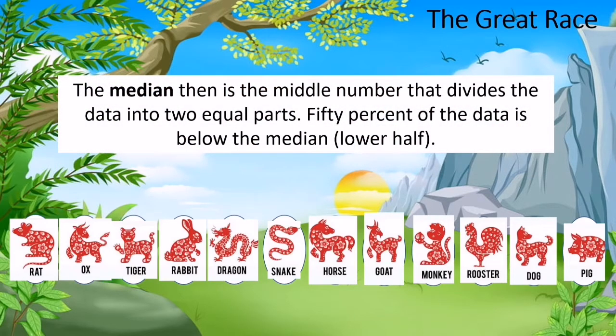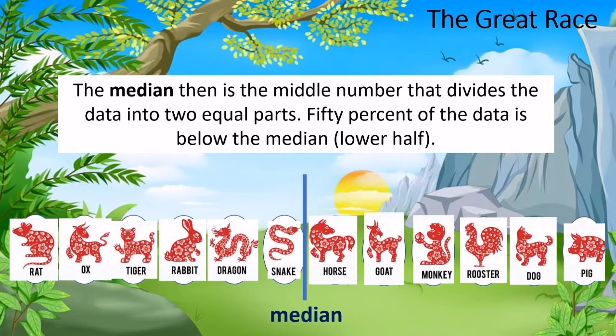The median then is the middle number that divides the data into two equal parts. 50% of the data is below the median, or what we call the lower half. In the story, the median is the snake, because 50% of the animals arrived later than the snake.